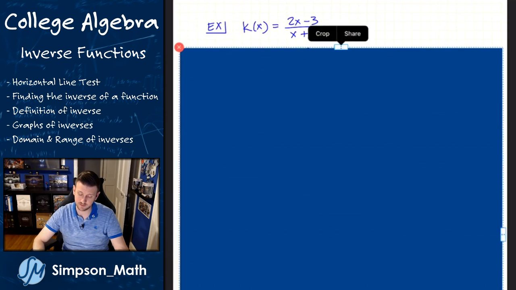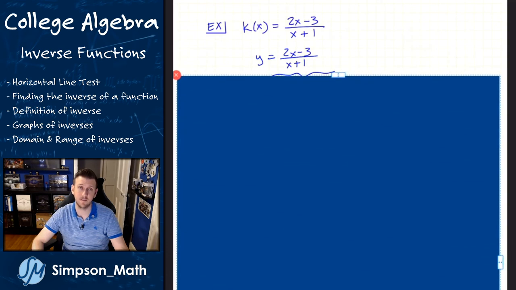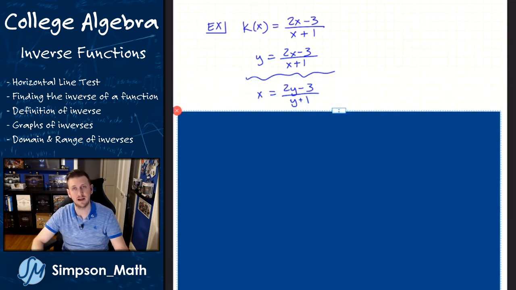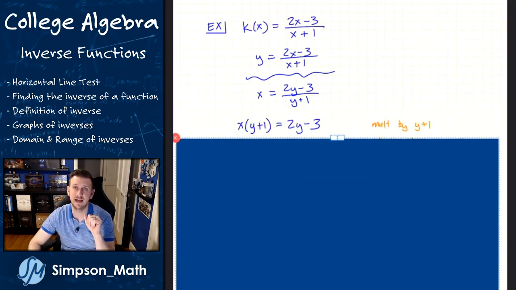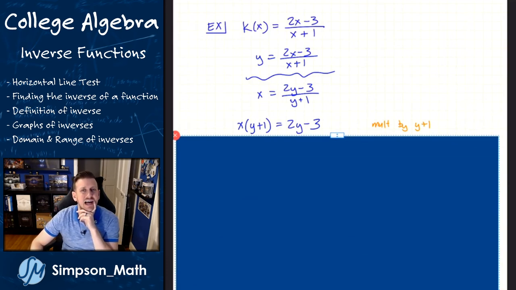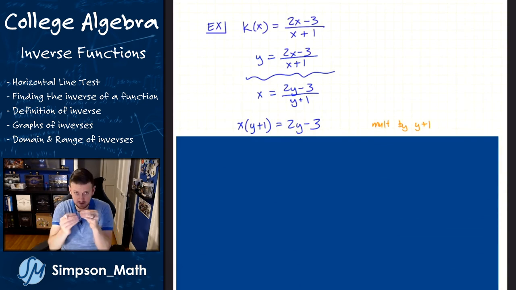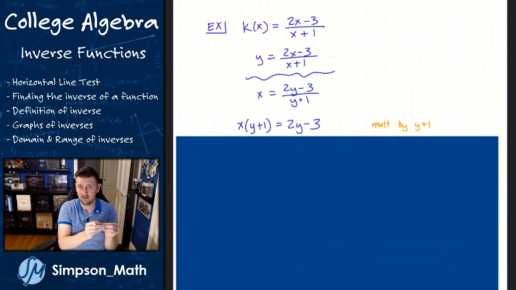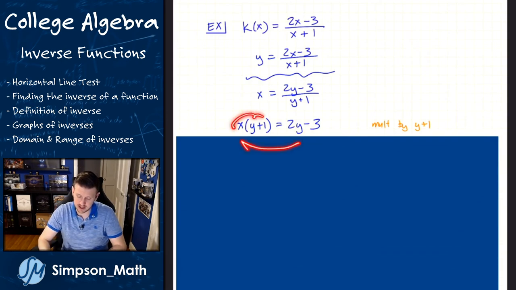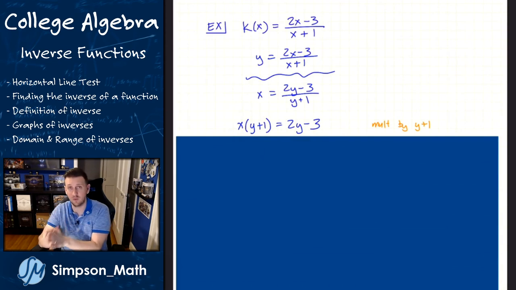Okay, so the first step is to rewrite k of x as y, swap x and y, and now let's solve. So here's what my brain was thinking a second ago. We multiply both sides times the x plus 1, but I have two y's now, right? That's a problem. I need to get those y's together. I have this y and I have this y. I need to eventually end up with y equals something. So I'm going to distribute and move things around so that I end up with y's on one side, everything else on the other. So let's do that.